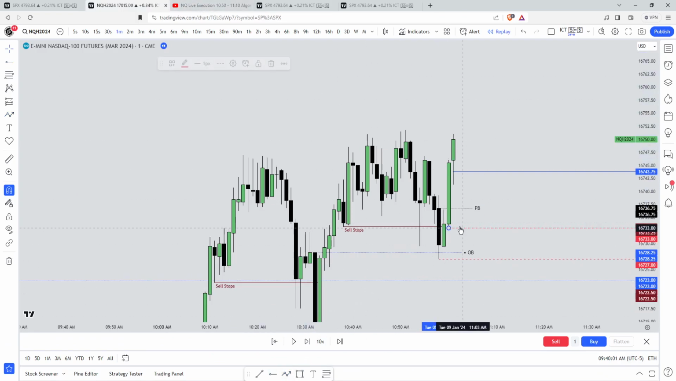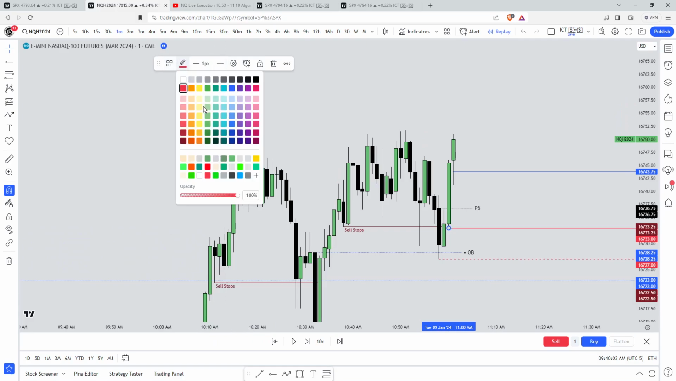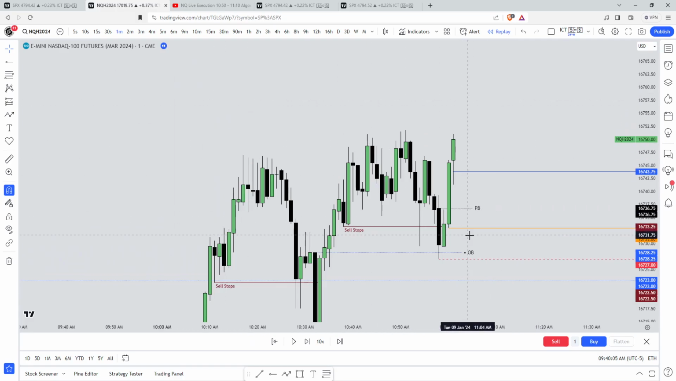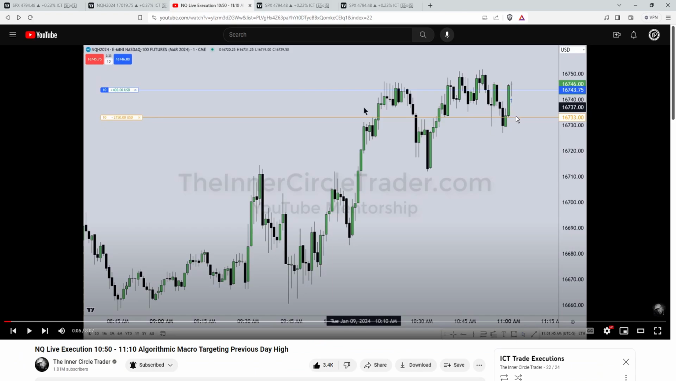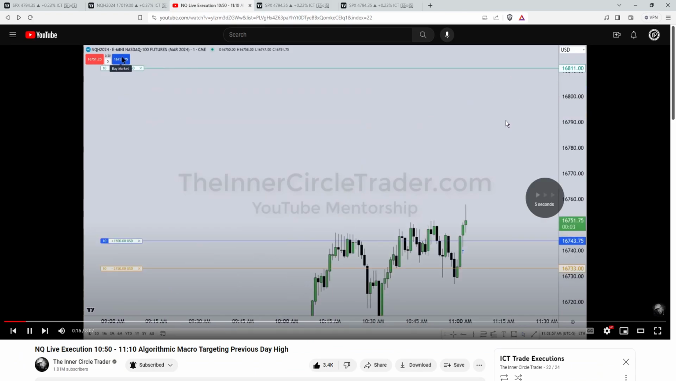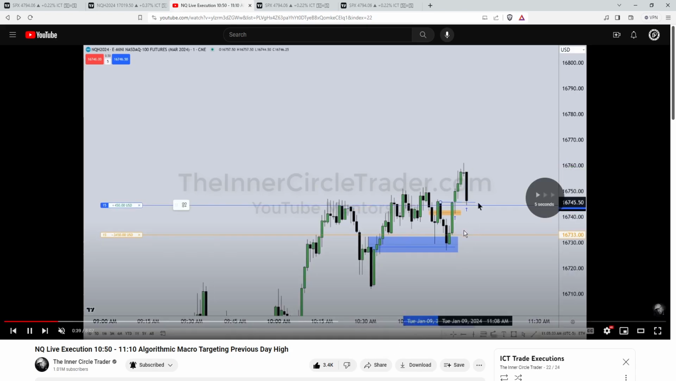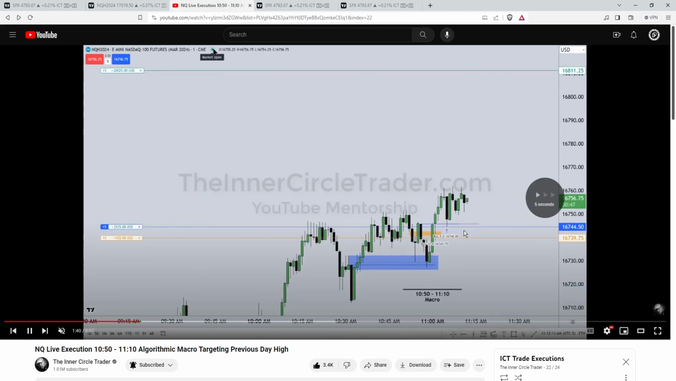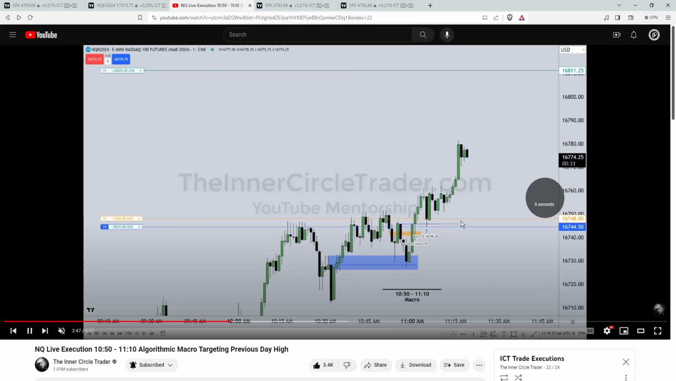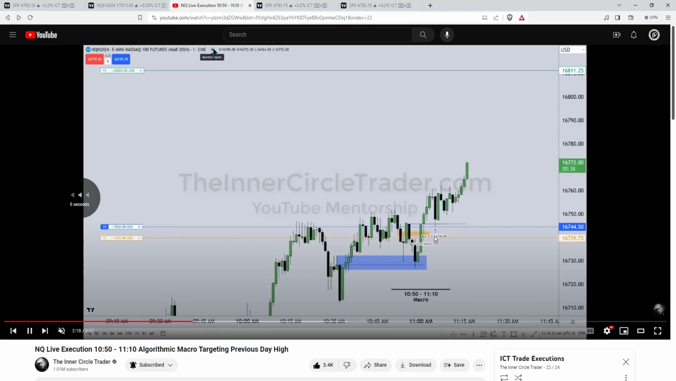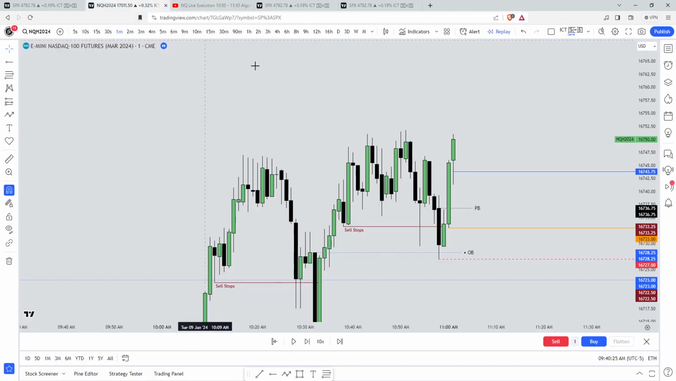So we're going to make it the same exact colors. 16733. So that's where he's not anticipating for price to trade to. So let's skip it ahead here. If we just speed it up real quick. So he trailed his stop there, right? Price starts to expand. Remember, we had the higher time frame bias.